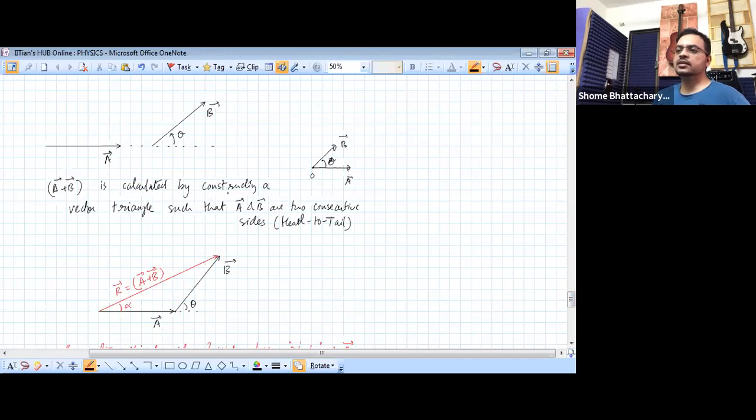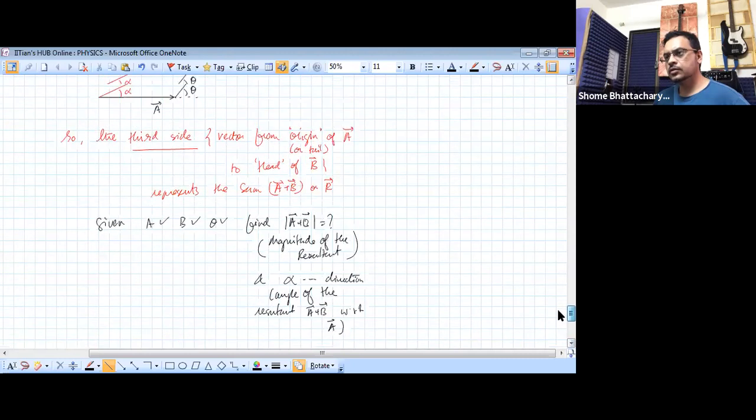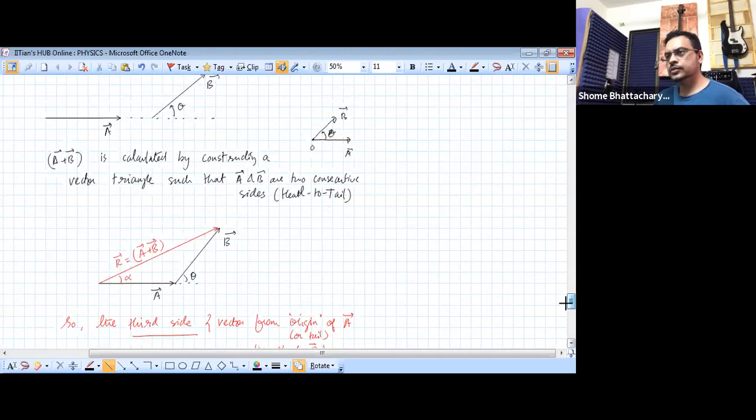We start by constructing a vector triangle such that a and b are the consecutive sides of the triangle drawn head to tail. From these two vectors given to me, now I have constructed this triangle. I have first drawn this vector a, and then from the head of a I have constructed this vector b. So the third side of the triangle, which is from the tail of a to the head of b, automatically becomes the sum. It becomes the resultant.